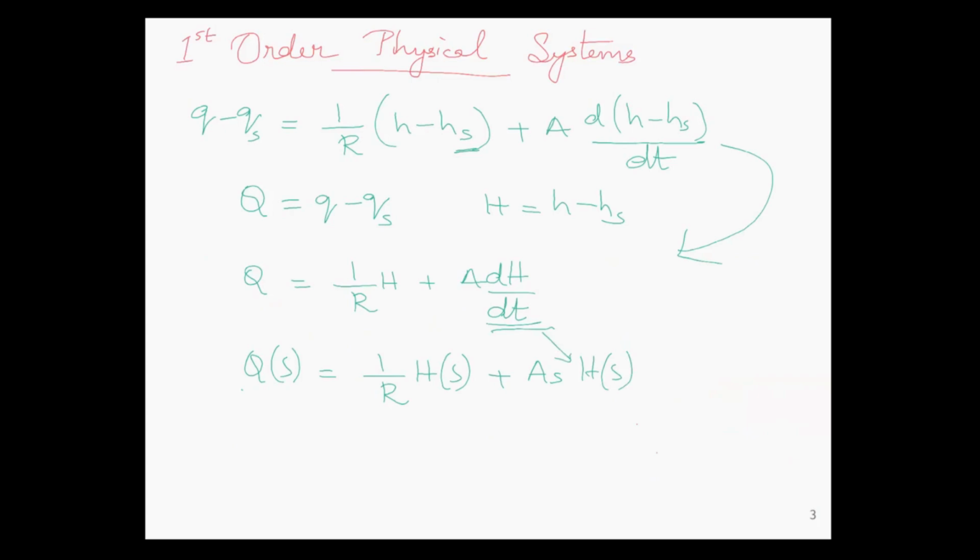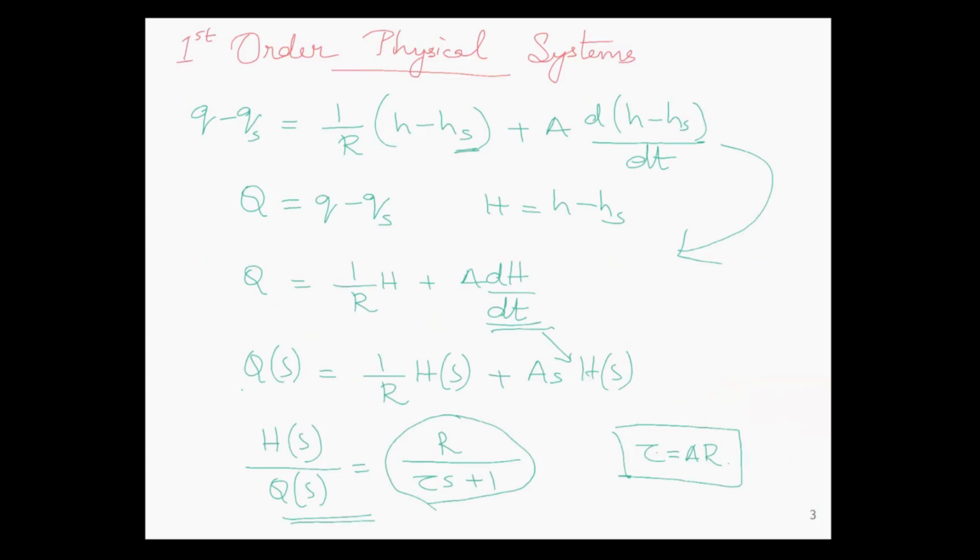Now our aim is to find a model. Model means the relation between output and input. Here the output is H of S, the height of the tank, and input is Q of S, the inflow of the tank. So that will be related as R by (tau S plus 1), where tau is equal to AR. It is a constant value, tau. So this is a first order system. This is how we model a first order system. It's a single tank liquid level system.